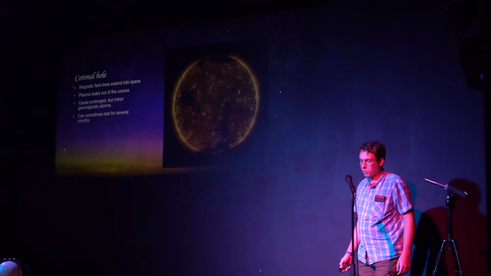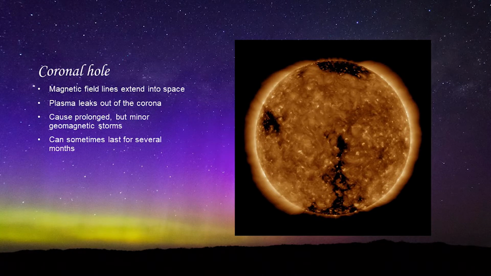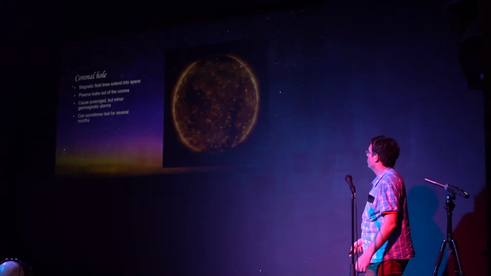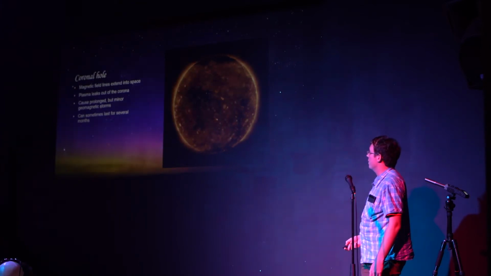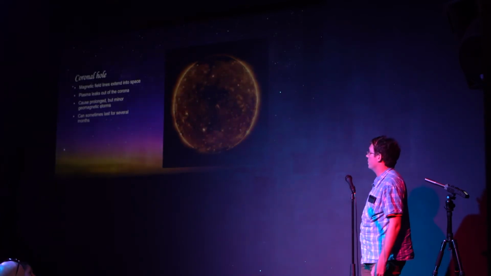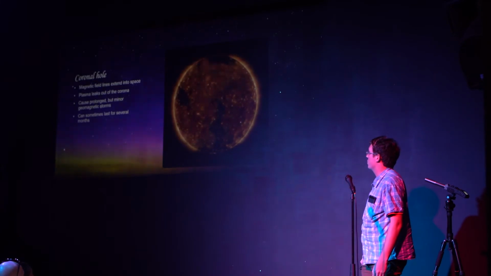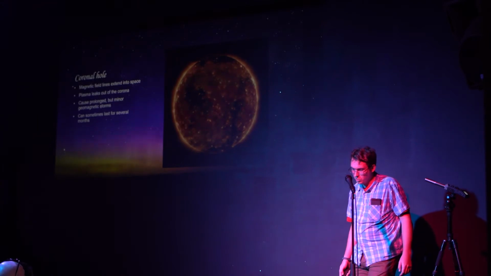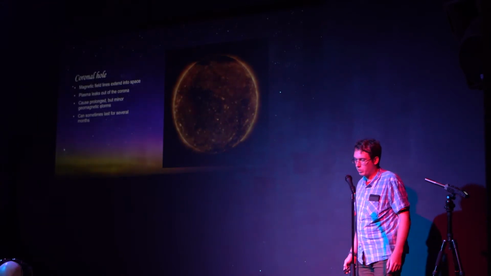The second phenomenon I want to talk about is coronal holes. So unlike prominences, where the sun's magnetic field loops back around and connects with the sun again, with coronal holes the magnetic field's actually unipolar, so the field lines extend out into space. What this does is the plasma actually leaks out of the corona. So it's kind of like if you have a balloon and you pop it, and all the air flows out. It's a bit like that with the sun. Plasma leaks out.